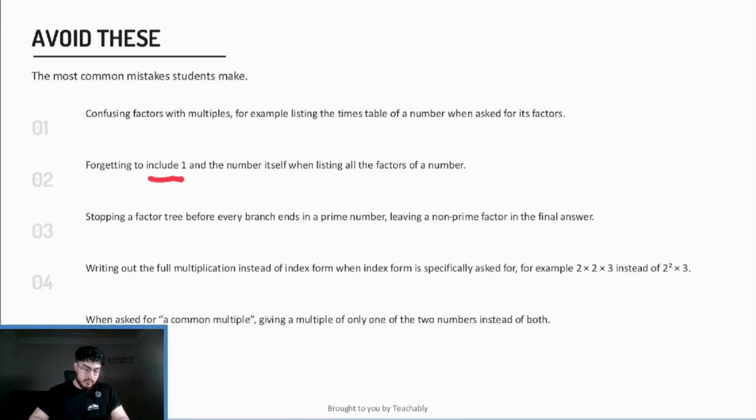Forgetting to include 1 and the number itself when listing all factors of a number. So remember, 1 is always going to be a factor of any number, so remember to keep it in the list.